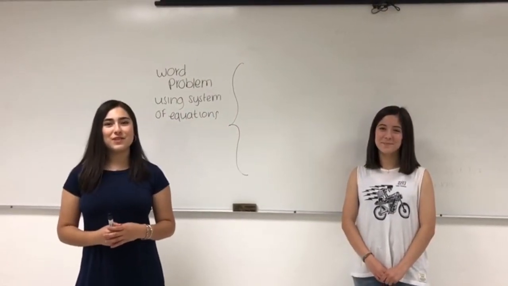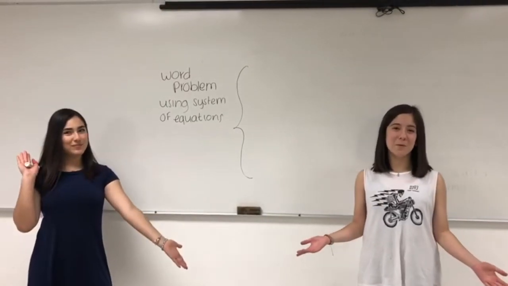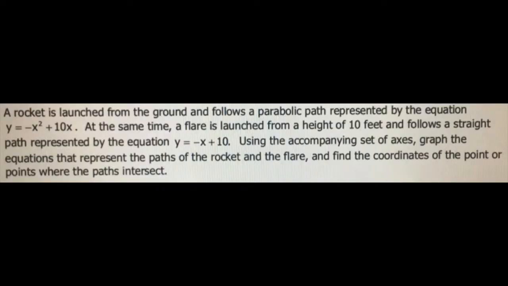And that's it. Now we are going to solve a real-life situation problem using the quadratic system of equations. A rocket is launched from the ground and follows a parabolic path represented by the equation y is equal to minus x squared plus 10x. At the same time, a flare is launched from a height of 10 feet and follows a straight path represented by the equation y is equal to minus x plus 10. Using the accompanying set of axes, graph the equations that represent the paths of the rocket and the flare, and find the coordinates of the point or points where the paths intersect.